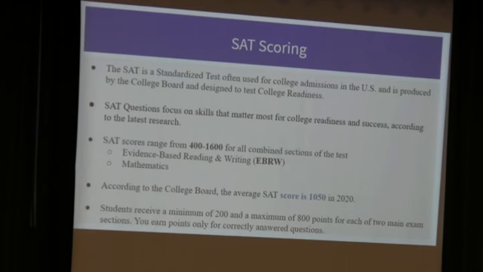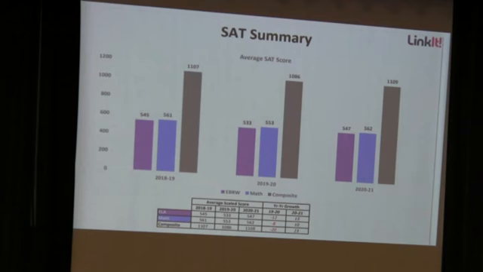The average SAT score in 2020, according to the College Board, was 1050. As you can see there, students receive a minimum of 200 or maximum of 800 points for each of the two main exams, equaling 1600. And you'll receive points for the correctly answered responses.